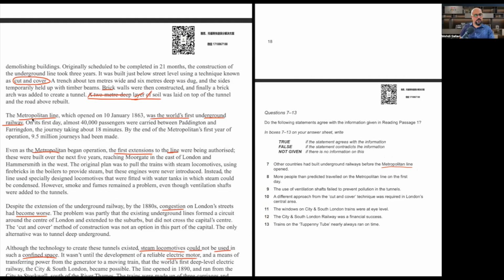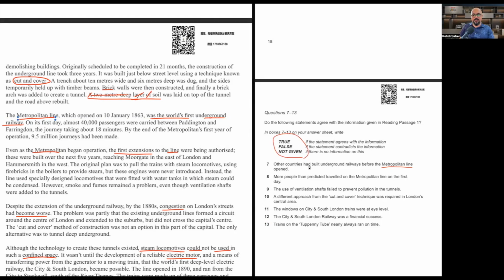Okay, we already know where it is because we skimmed the text before. Metropolitan line, which was opened on. Okay, so this is the first time this phrase is mentioned, before the book. So okay, let's answer this and then move on to the remaining ones. I mean, in order. That's guaranteed. They have to be in order because this is a true and false and not given question type.